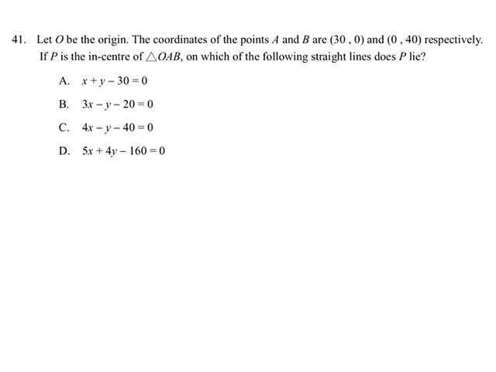This question is about the circle. Let's draw the coordinate. For point A is 30. For point B, 040. 040 is around here. Point B. And then we have a triangle OAB.